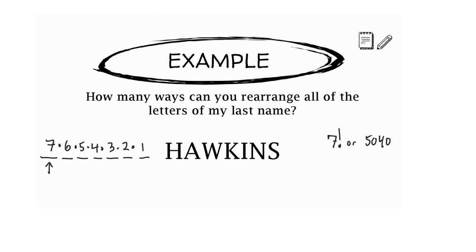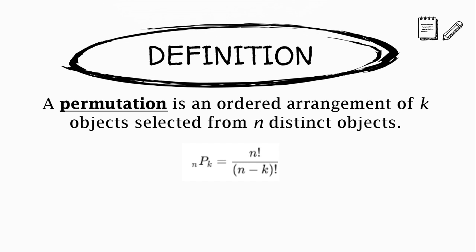This is our very first example of a permutation. In mathematics, a permutation is an ordered arrangement of k objects selected from n distinct objects. So the last problem was a permutation because the letters in my last name were all distinct. I didn't have any duplicate letters, only one H, only one A, only one W, K, I, N, and S. And I was selecting 7 of those letters to rearrange.